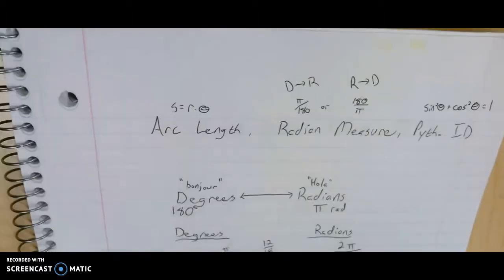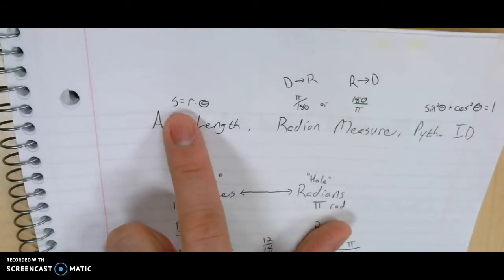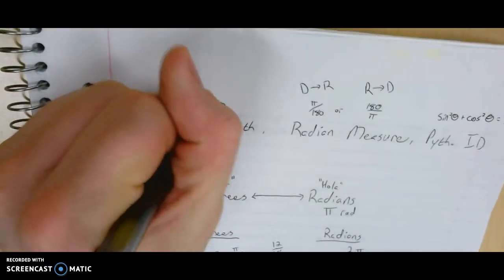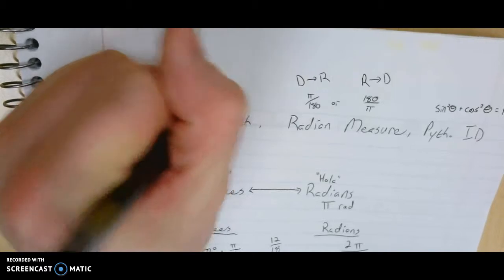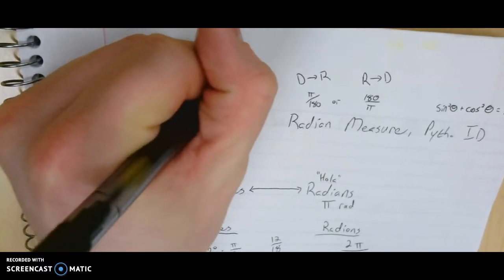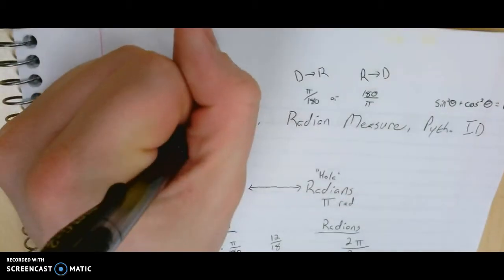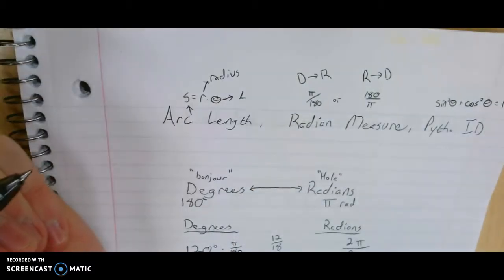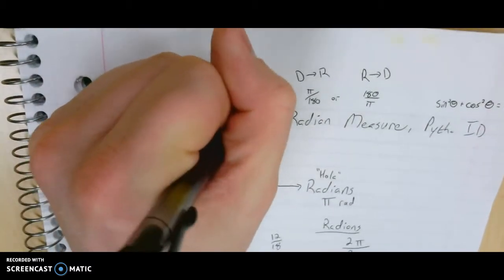Next up, we're going to jump into arc length. So S equals r theta, where S represents the arc length, r is going to be the radius, and theta is always going to represent an angle, but it has to be in radians.